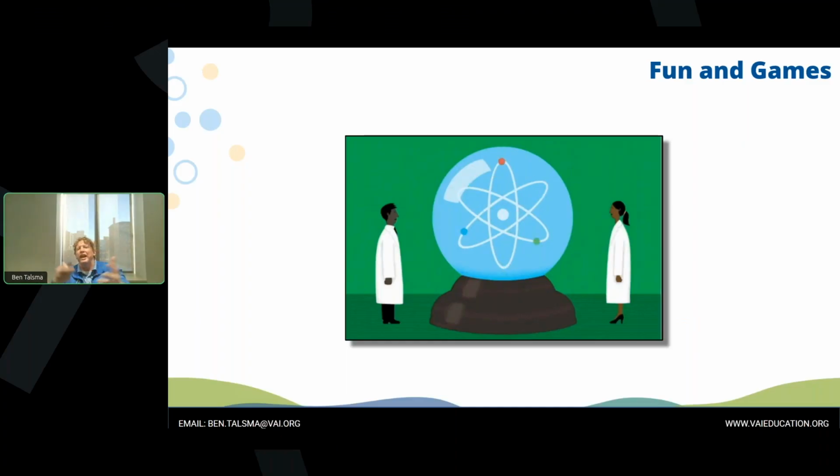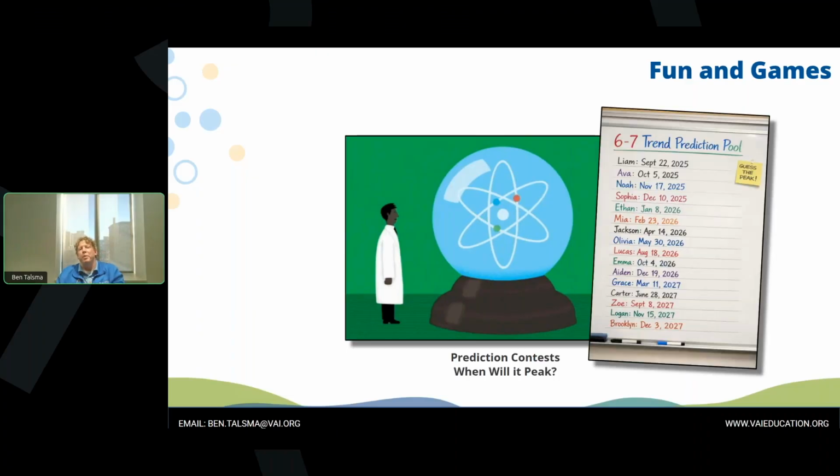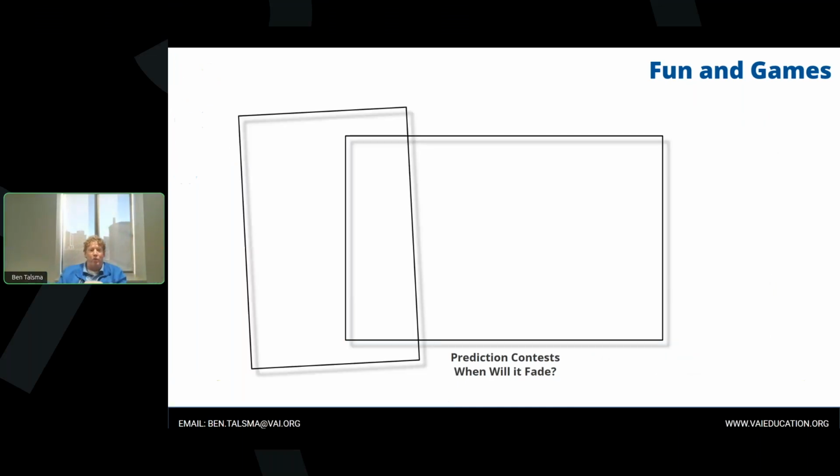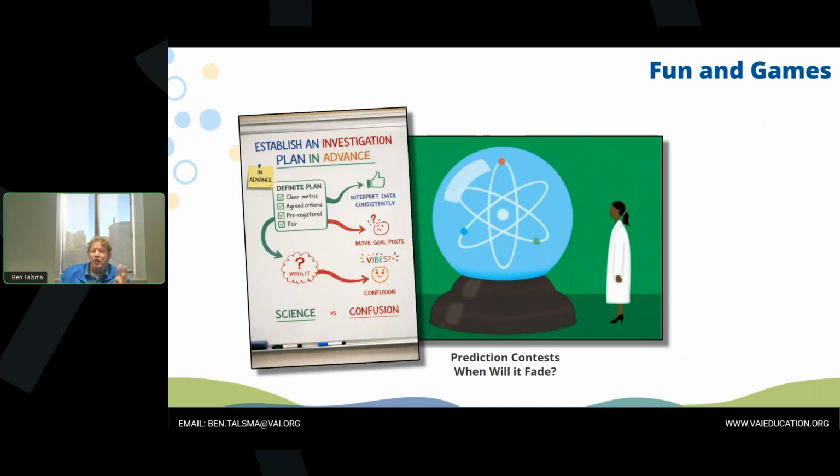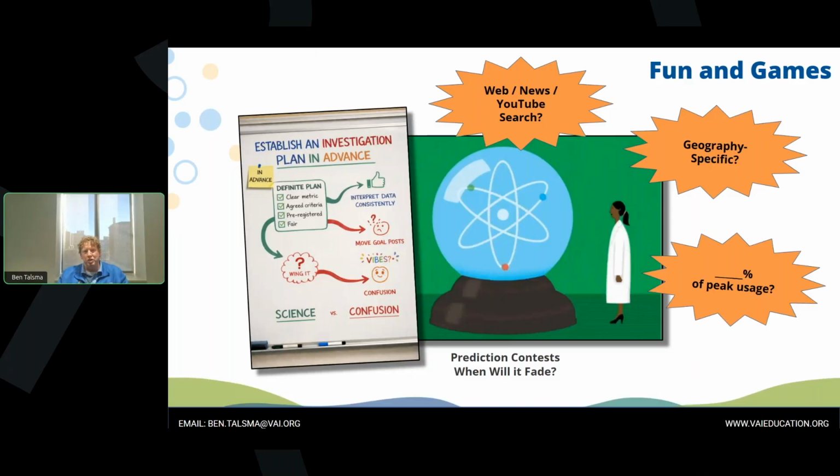Part of the joy of science is that it lets us make predictions about the world. So you can have predictions like, when will this new idea, this new trend peak? Or when will it fade? I love this question because it forces you to think scientifically, to think clearly about setting up some good parameters. What is the criteria we're going to use? Are we going to just focus on a specific geographic region, or are we thinking globally?